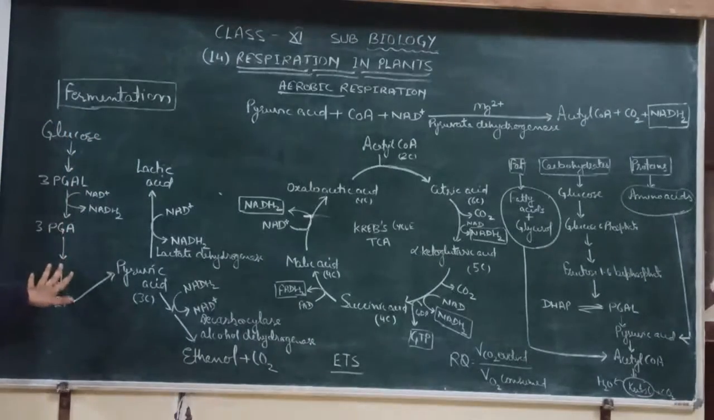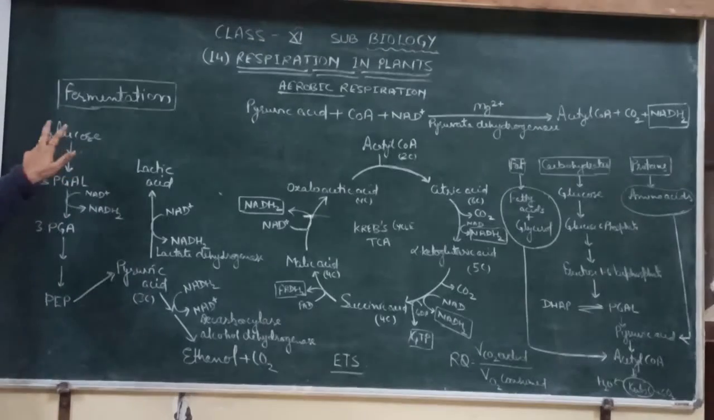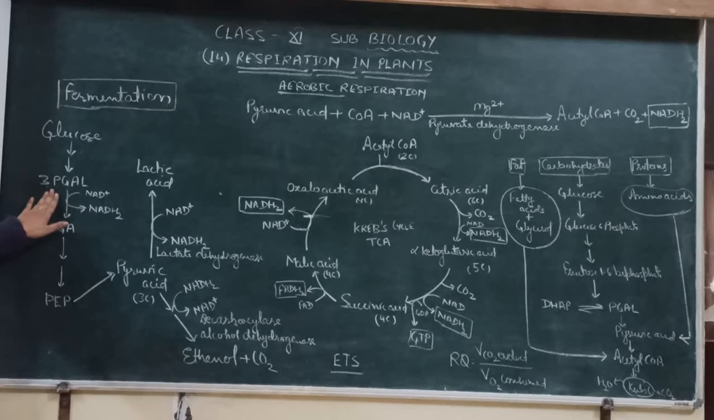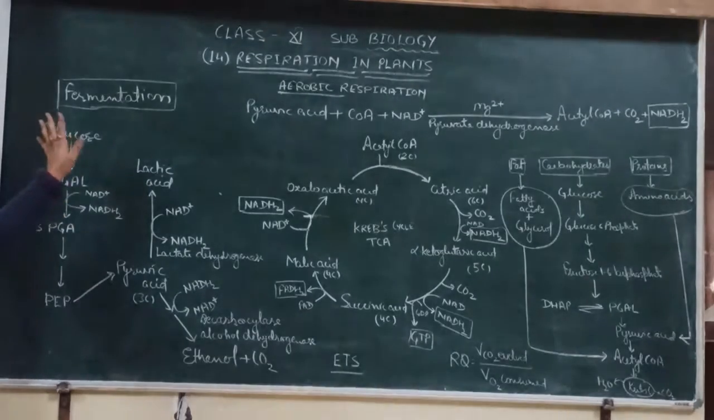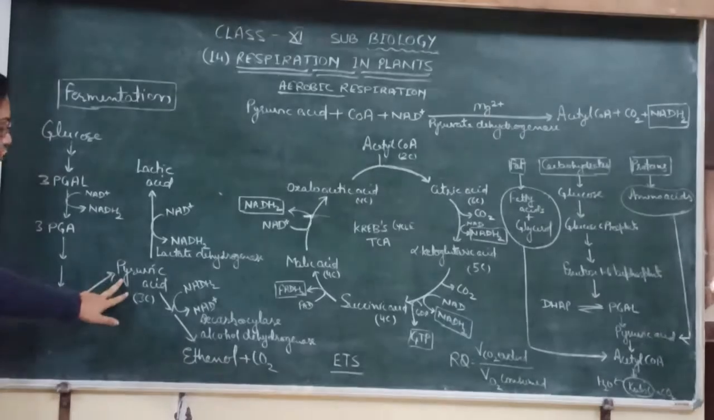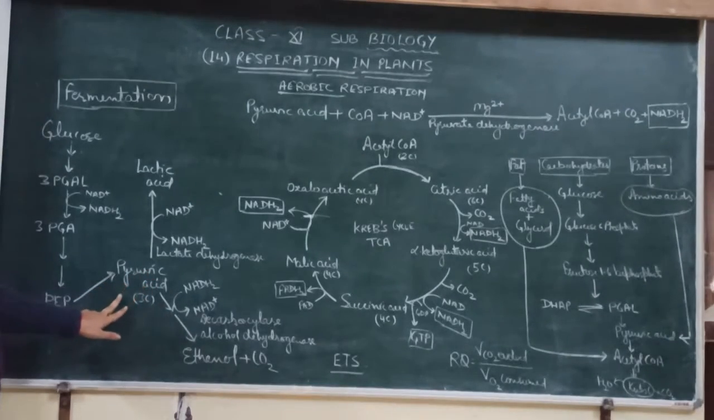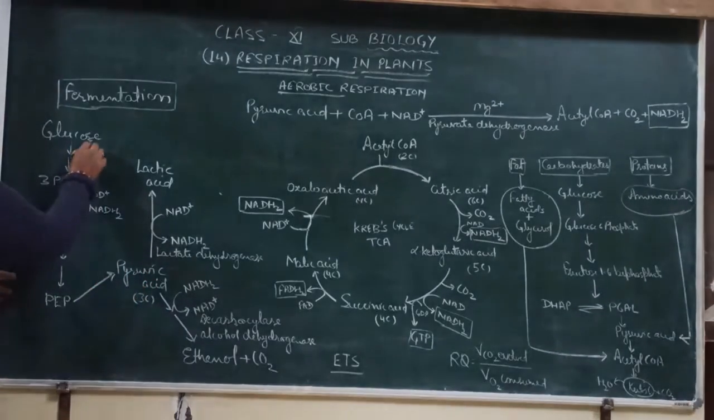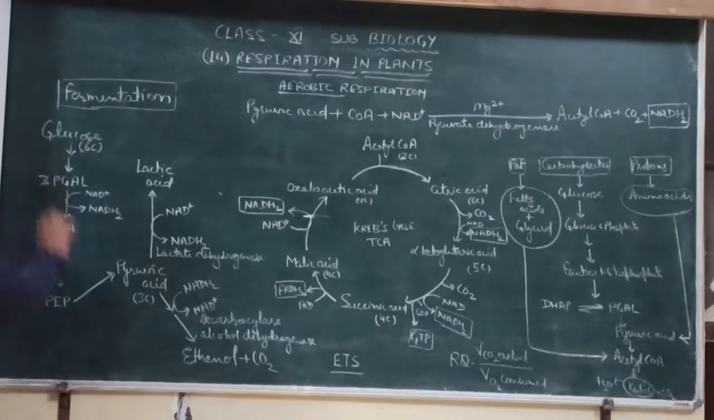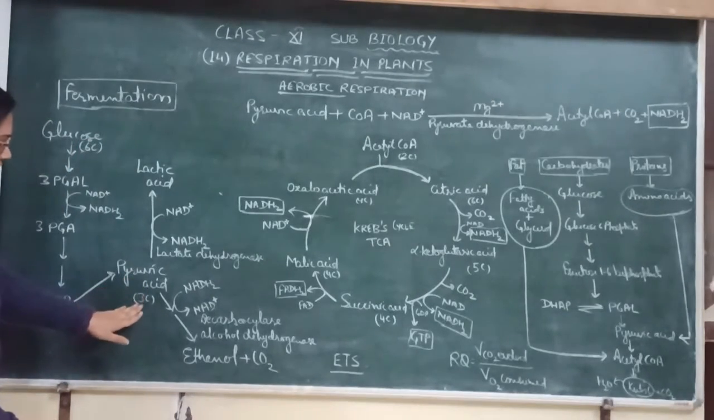Glycolysis is possible. By the glycolysis process in the cytoplasm, glucose is converted into 3-PGL, then 3-PGL is converted to 3-PGA and PEP, and at last, after 10 steps, one molecule of glucose is converted into 2 molecules of pyruvic acid. The number of carbons in glucose is 6 and in pyruvic acid is 3.